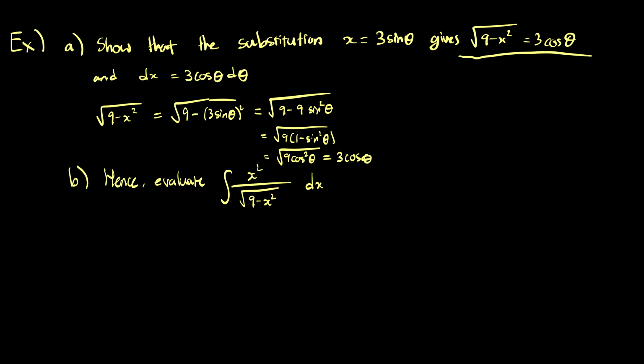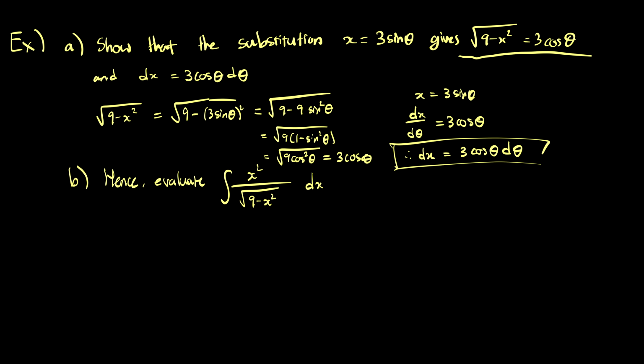And dx equals 3 cos theta d theta is purely derived from x equals 3 sine theta, where dx over d theta equals 3 cos theta, and therefore dx equals 3 cos theta d theta. So that's it.